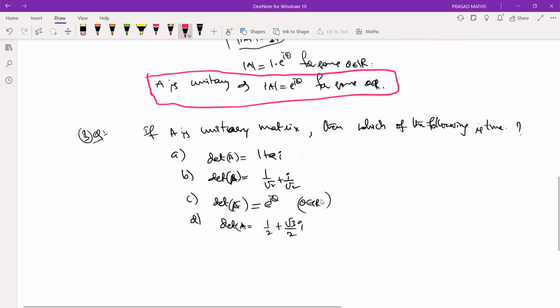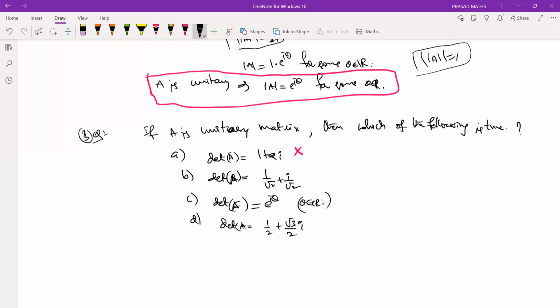So this is not possible, because we are given that A is a unitary matrix. As A is a unitary matrix, det A is nothing but e power i theta. That means it should be on the unit circle. What is the mod of this? Whenever A is unitary, mod of det A is equal to 1. We have seen this.